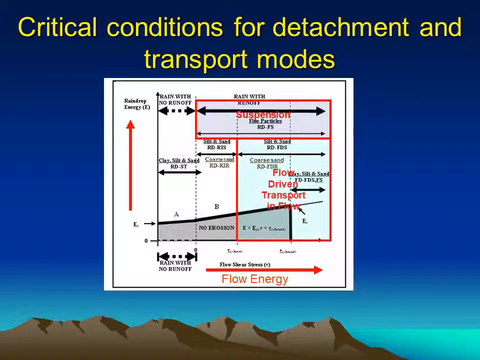When it comes to flow-driven transport of the coarse material, the flow needs to have a shear stress that is sufficient to enable flow-driven transport processes of rolling and saltation to occur. But below that critical shear stress, raindrop-driven transport can occur.